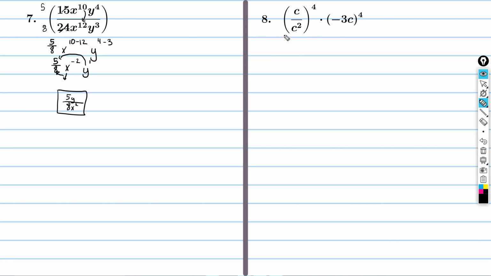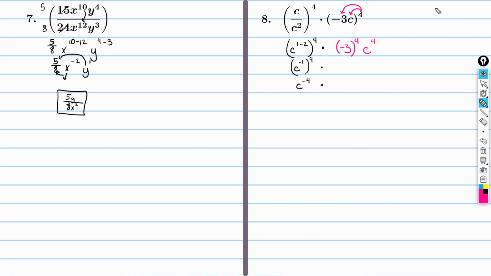Let's look at number 8. We need to simplify inside the parentheses. So that gives us c to the 1 minus 2 raised to the 4th power. So that's c to the negative 1 raised to the 4th power, which is c to the negative 4. Now let's talk about what's going on in the rest of it. So in this next part, I have that negative 4 that can go to both pieces. So that means I have negative 3 to the 4th, and I have c to the 4th.